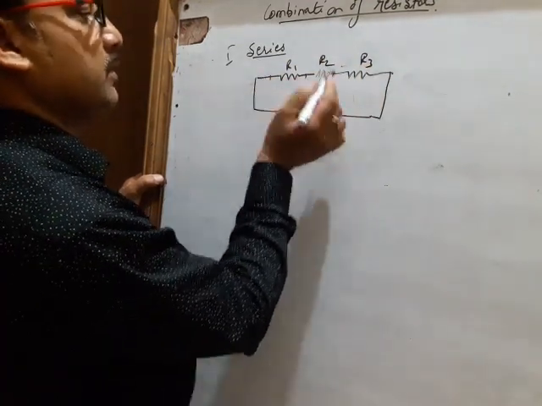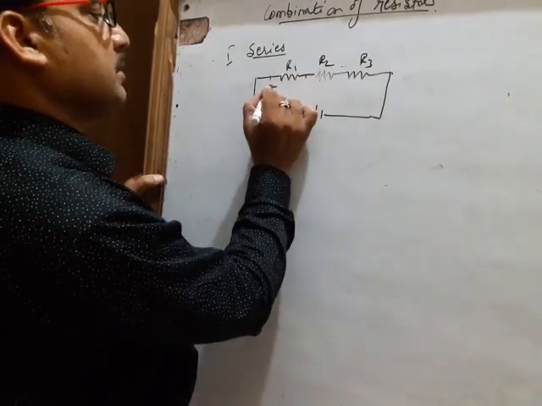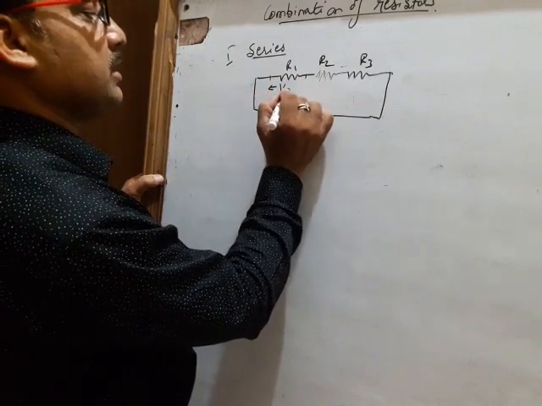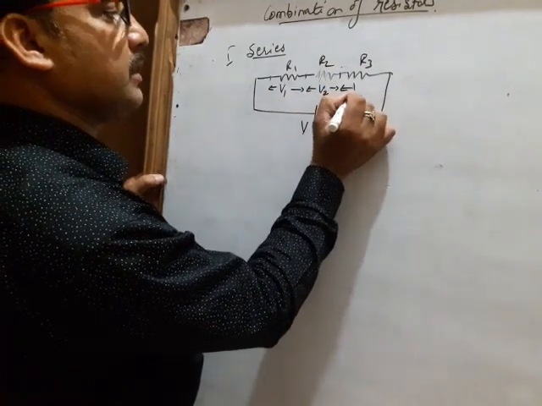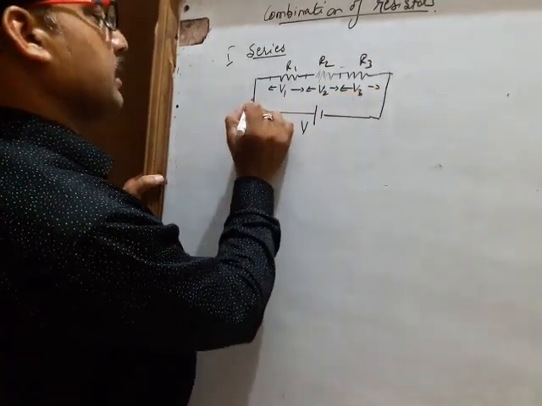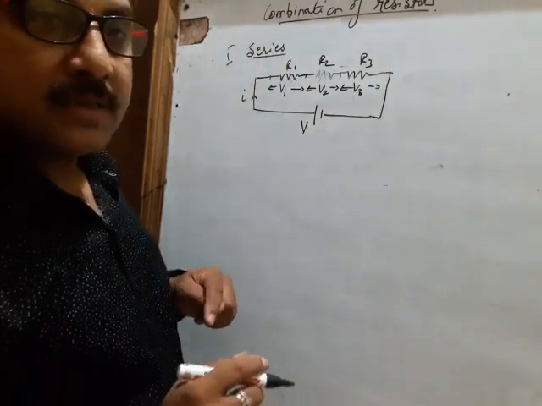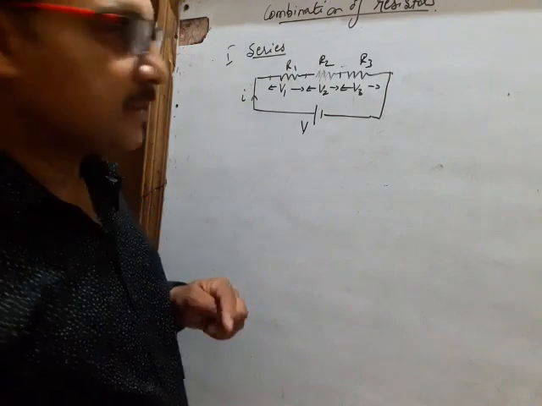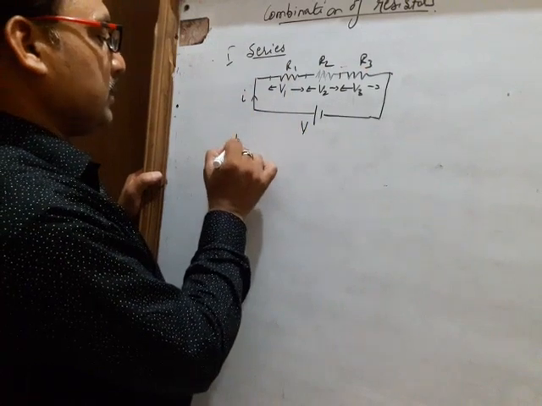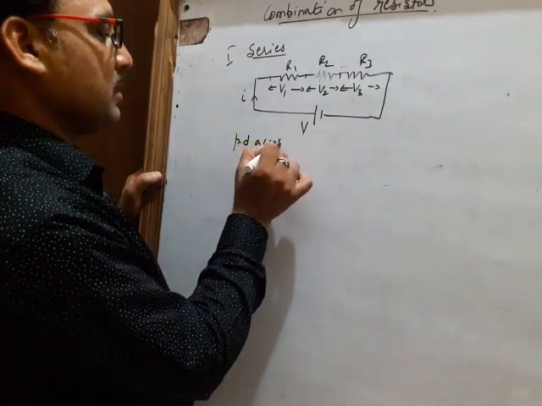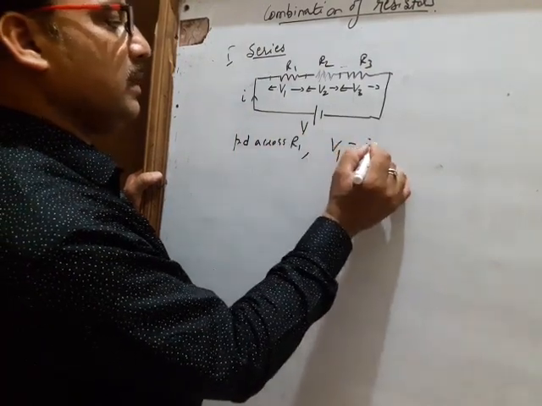This battery gives a potential V in this circuit. So across this resistor, let the potential difference be V1, for this V2 and this V3. Okay, and the current is flowing like this, I. Since the resistors are connected in series, the current I will remain same through the resistors. Same current will flow. Okay, so potential difference across R1 is how much? V1 equal to I R1.